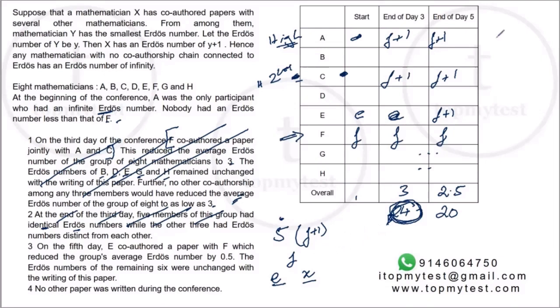What is happening? On day 5, F will remain at F. All these 5 people will have the same number, F plus 1. E also now ends up with F plus 1. So there will be 6 people with F plus 1, and there will be one person with X. If I add up all these Erdős numbers on day 5, this will become 20. If I add up all the Erdős numbers on day 3, it will be 24. This is my starting point. This is the place to solve and figure out where F, X and E might be.